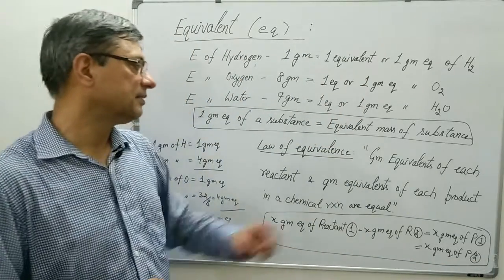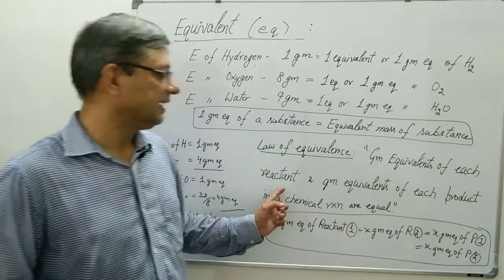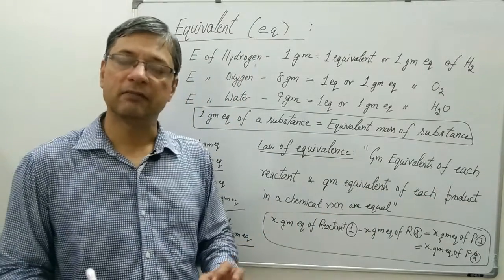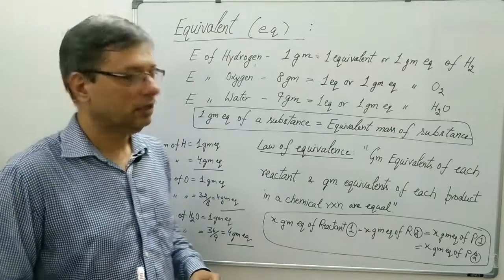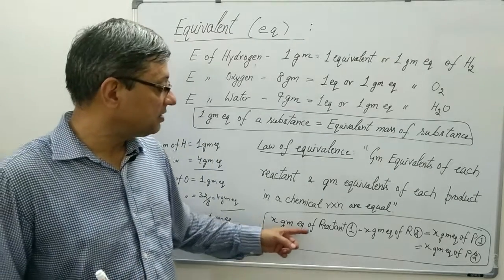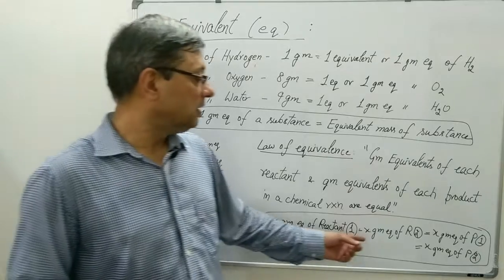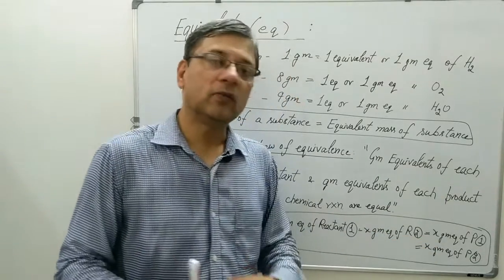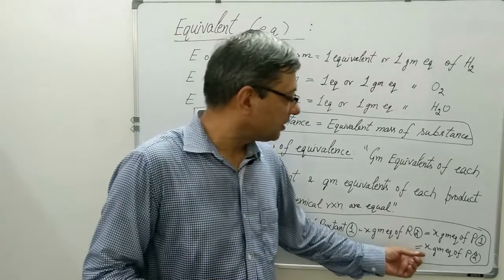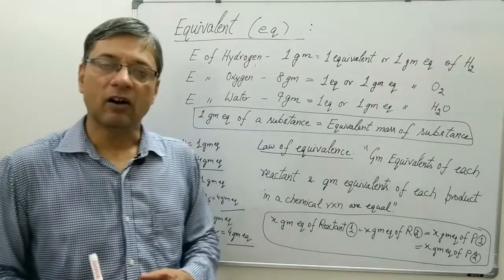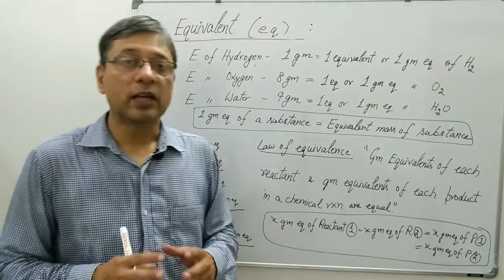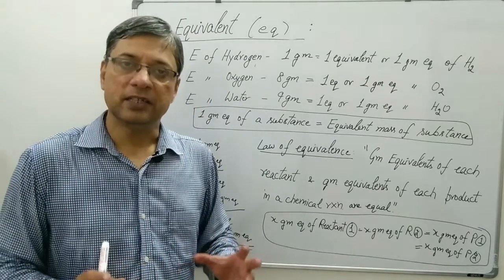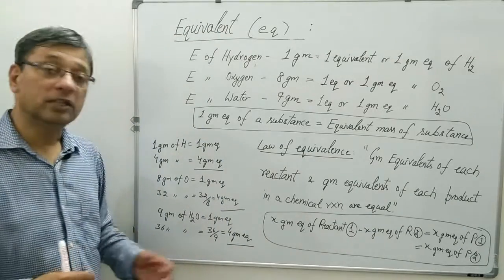Law of equivalence states that gram equivalents of each reactant and gram equivalents of each product in a chemical reaction are always equal. The general formula is: x gram equivalents of reactant 1 will be equal to x gram equivalents of reactant 2, which will be equal to x gram equivalents of product 1, which will be further equal to x gram equivalents of product 2. To calculate gram equivalence, a formula has been derived using this unitary method.